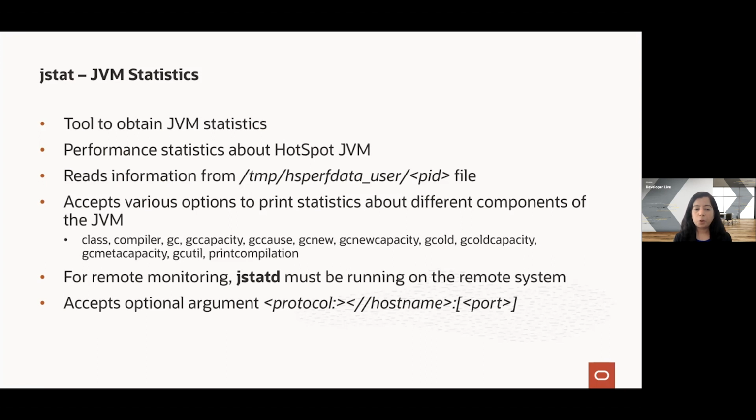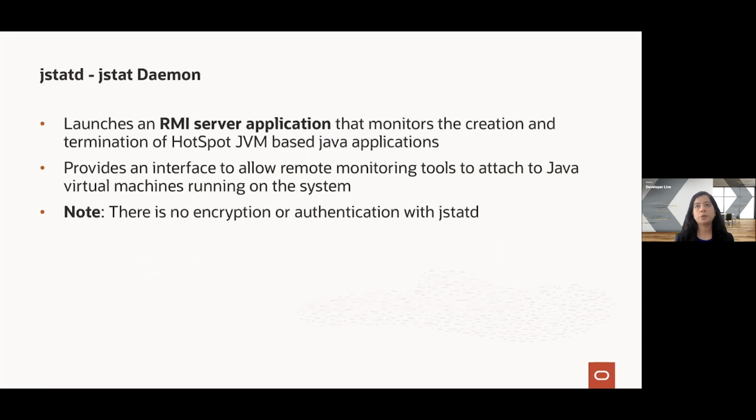And for remote monitoring, again, the jstatd tool should be running on the remote system, and it accepts an optional argument for us to specify the protocol it should use to connect to the remote system, the host name of the remote system, and the port number at which jstat should connect to the remotely running application.